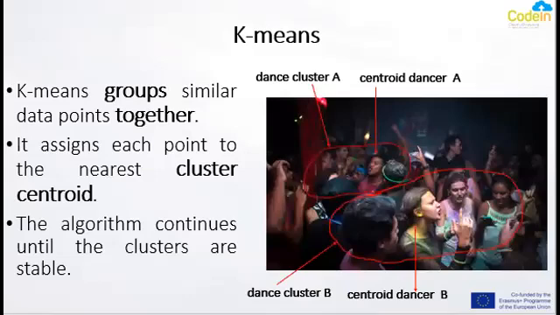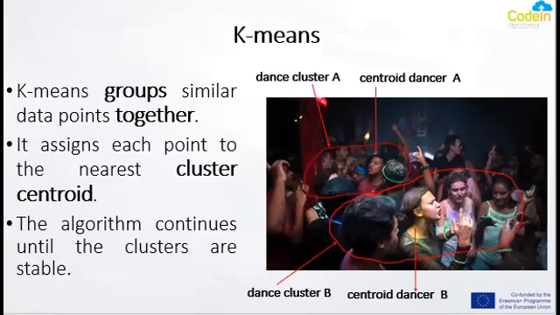K-means is a popular algorithm used in data science and machine learning to group similar data points together. It works by taking a set of data points and grouping them into k clusters, where k is a number chosen by the user. The algorithm iteratively assigns each data point to the nearest cluster centroid and then updates the centroid based on the new groupings. This process continues until the centroids are no longer moved, indicating that the clusters are stable.